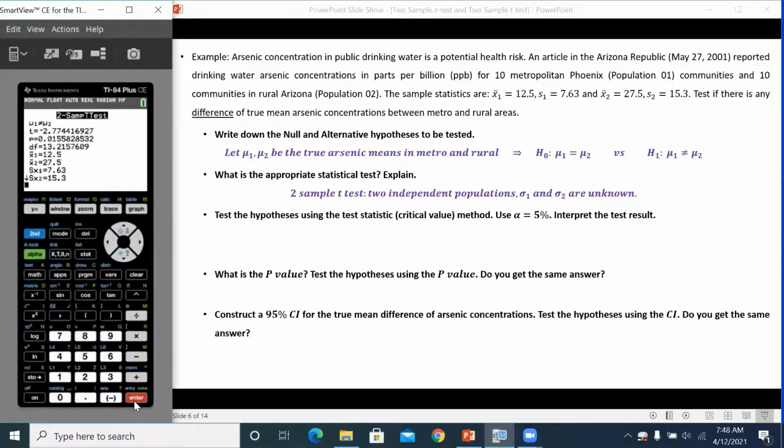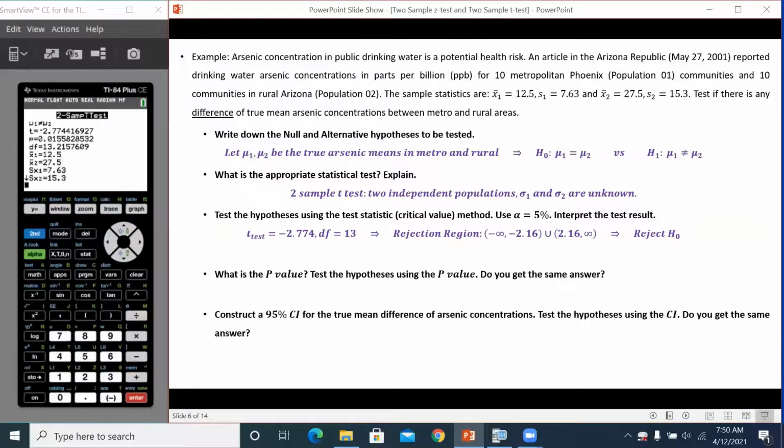As always with the calculator output, make sure to check the first line of the output. The first line is mu1 is not equal to mu2, which exactly is what we have under our alternative hypothesis. Therefore, we can go ahead and use the rest of the output. The second line indicates the test statistic. So the test statistic is -2.774. And according to the output, the degrees of freedom is 13.215, which is approximately 13. Remember always that the degrees of freedom should be rounded to the nearest integer. Otherwise, you will get an error message when trying to find the critical values using the inverse t function.